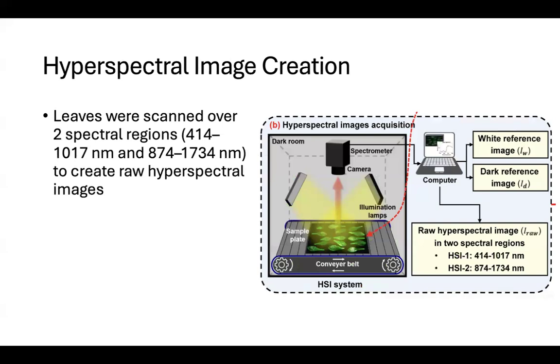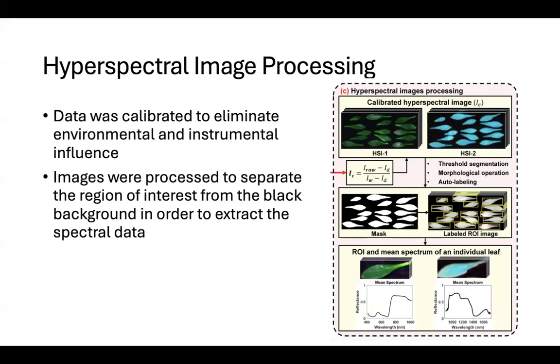During hyperspectral image creation, leaves were scanned over two spectral regions, 414 to 1017 nanometers and 874 to 1734 nanometers to create raw hyperspectral images. During hyperspectral image processing, data was calibrated to eliminate environmental and instrumental influence, and images were processed to separate the region of interest from the black background in order to extract the spectral data.